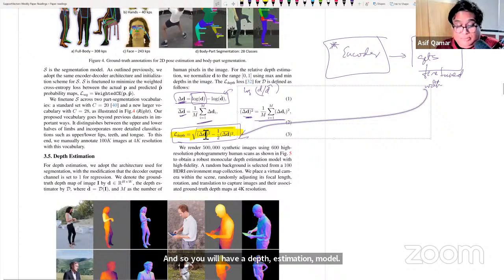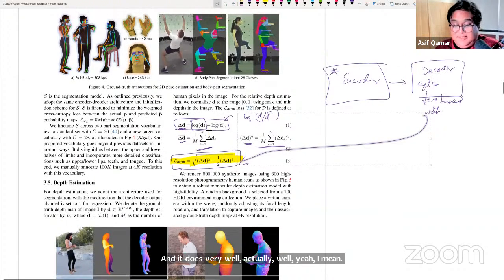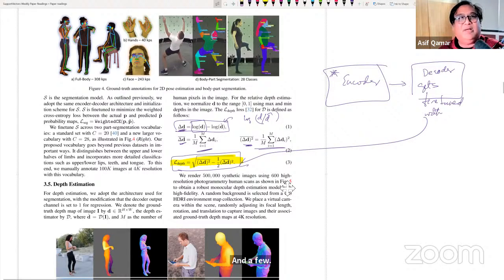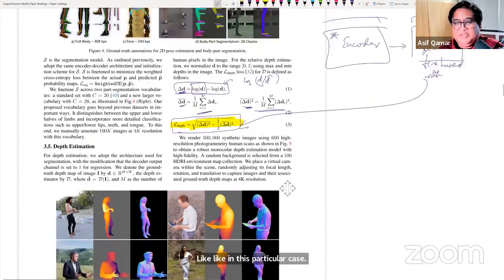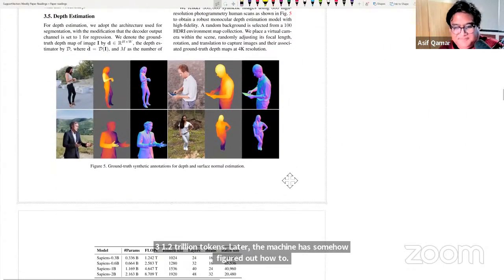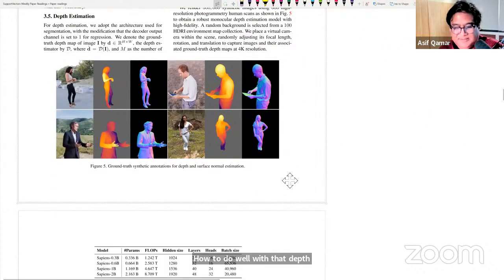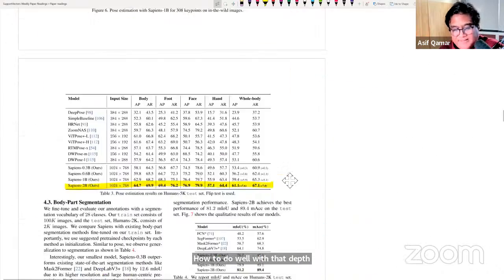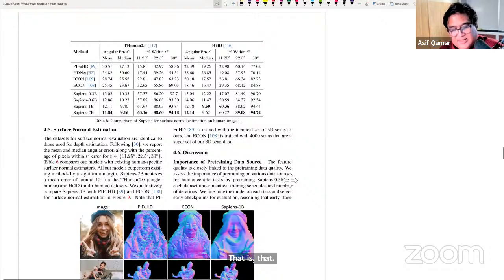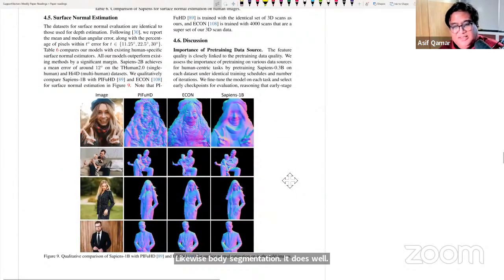One of the most magical things in all of this is you just write a simple mathematical equation to quantify your error. And then you go on training these machines. And in this particular case, 1.2 trillion tokens later, the machine has somehow figured out how to do well with depth estimation. So that is that. Likewise, body segmentation, it does well. Then surface normal estimation, it does well.